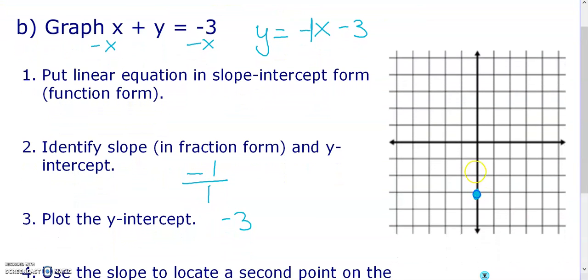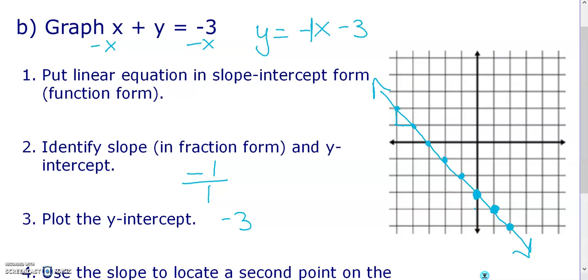So the top number is negative. That means I drop 1. But I still get to go to the right 1. Drop 1 and go to the right. And you know I need more points, so I'm going to go in the opposite direction, or in reverse. And just make sure each and every time I've dropped down 1 and to the right 1. And then I can draw my line through.